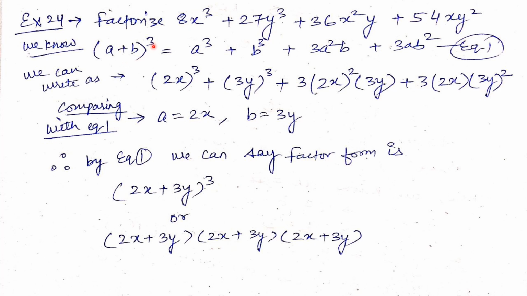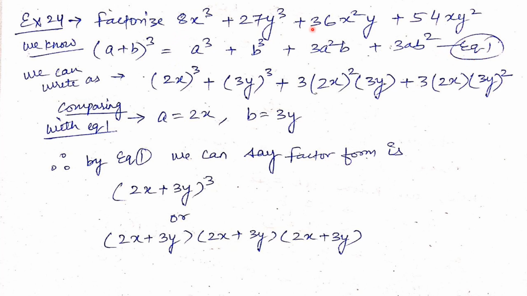Again, a question comes in your mind, sir, you were saying the formula is x plus y whole cube, now why have you taken a plus b whole cube? The same reason, because the question has variable x, so I have taken a and b as the formula variables, to keep the confusion minimum. So a cube plus b cube plus 3a square b plus 3ab square is the formula. I am calling it equation 1.